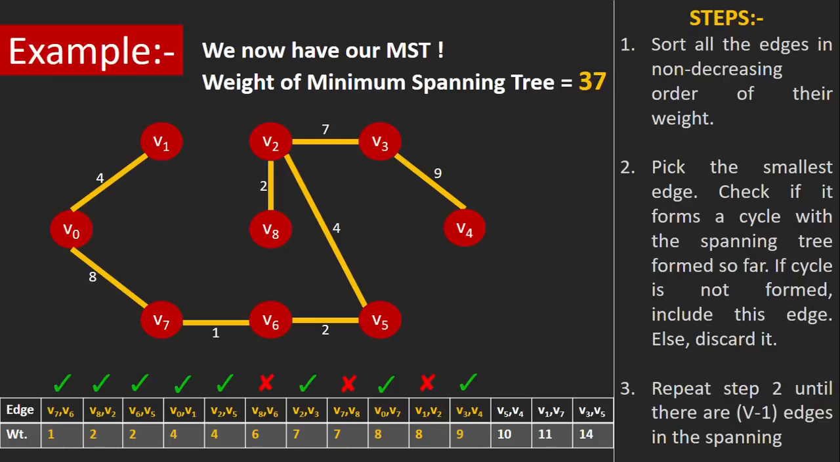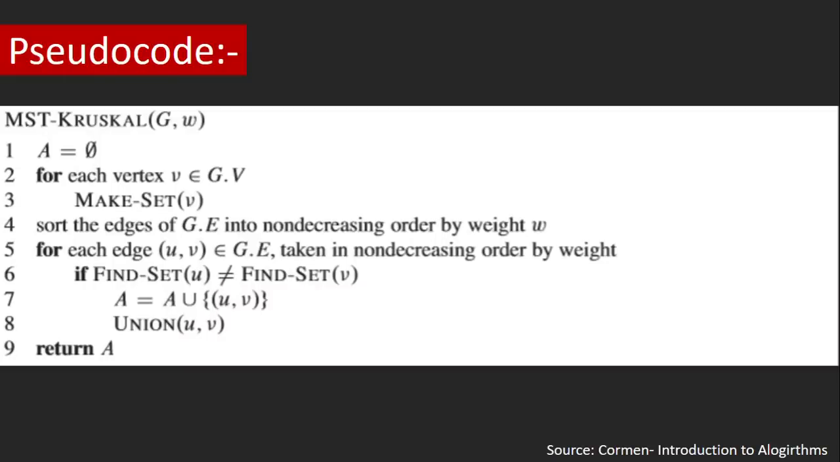Time to look at the pseudocode for this algorithm. Line 1 initializes A to an empty set. Lines 2 and 3 create V trees, each containing one vertex. Line 4 simply sorts all edges in the original graph by non-decreasing order of their weights. In lines 5 to 8, we one by one pick edges in the order of their weight, lowest to highest.